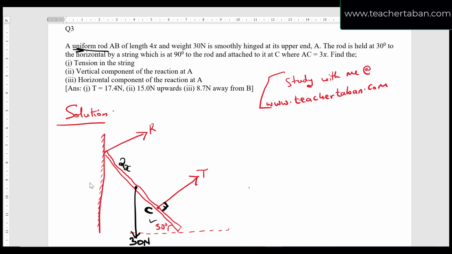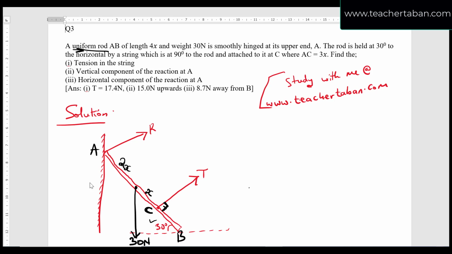So this is our point C, this is our point A, this is our point B. And AC is 3x. So this is our x, and either it will be getting 3x. So meaning the other one will be x.